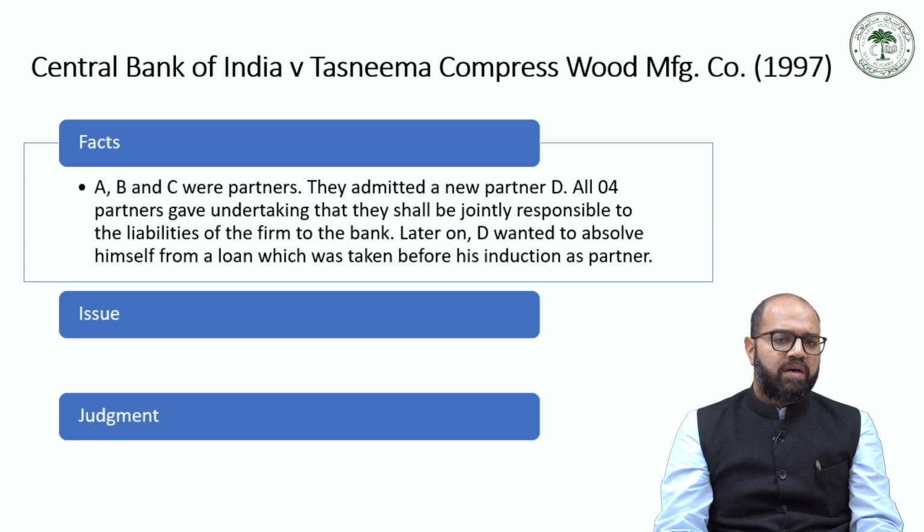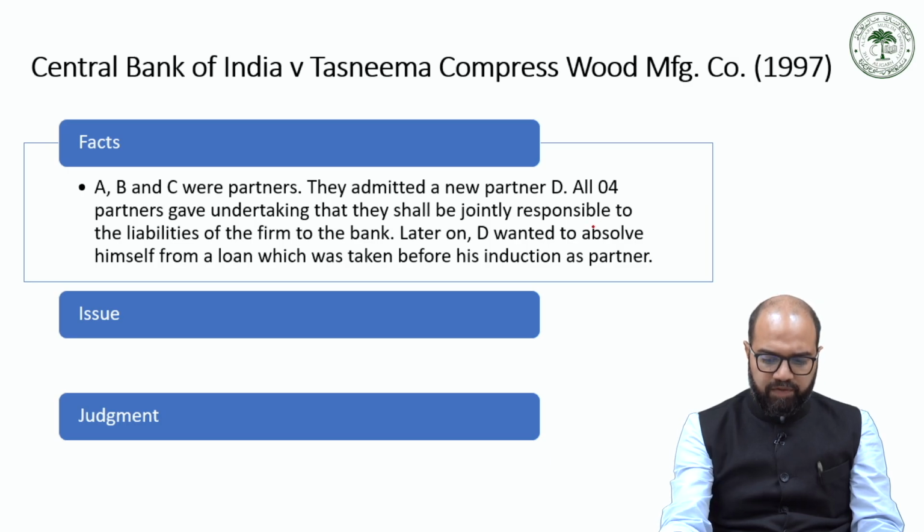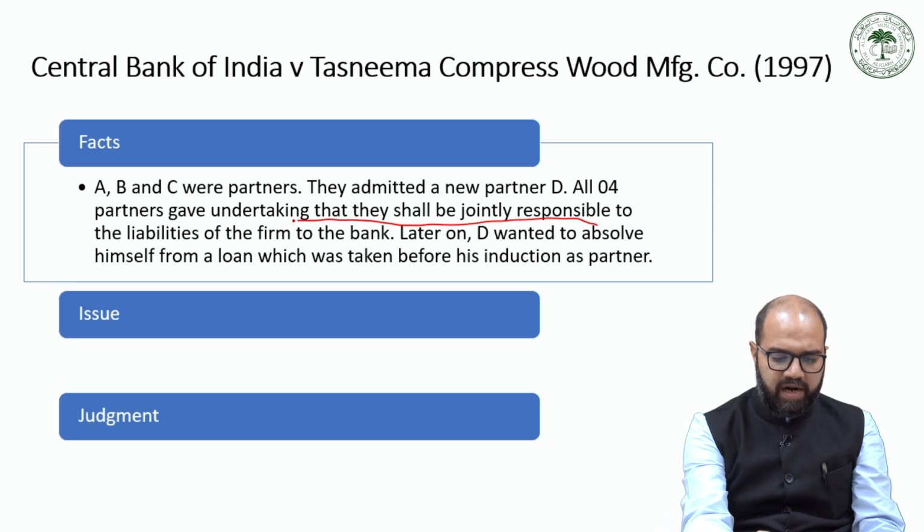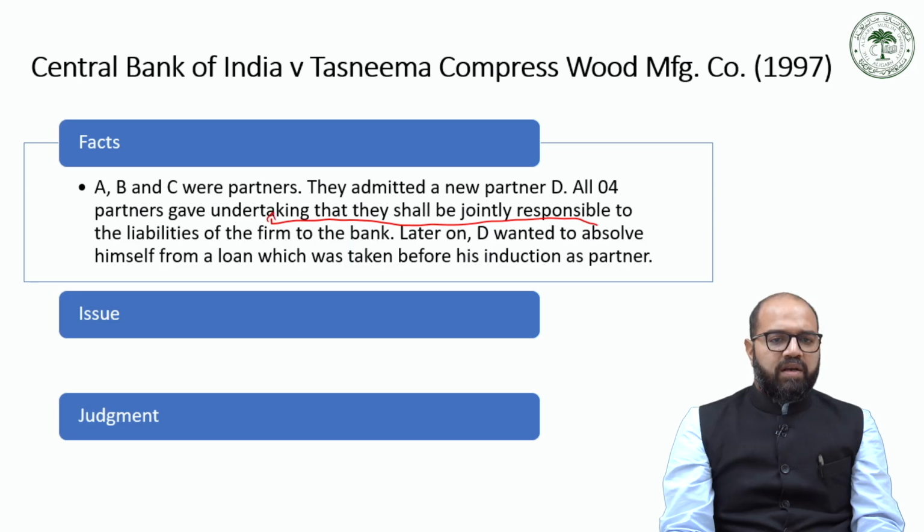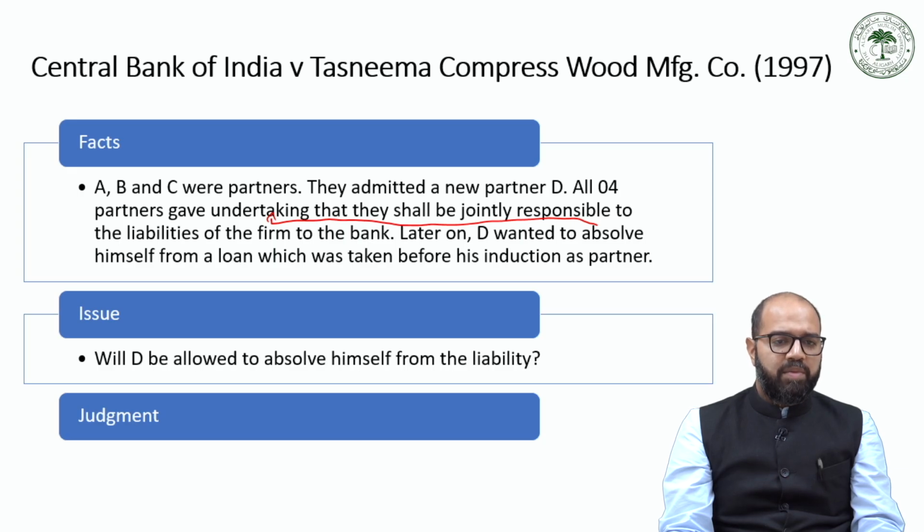They admitted a new partner, that is D. All four partners gave an undertaking that they shall be jointly responsible for the liabilities of the firm to the bank. Later on, D wanted to absolve himself from a loan which was taken before his induction as a partner. So D wanted to absolve himself from the undertaking that was given, that all the partners shall be jointly responsible. So the issue here is: will D be allowed to absolve himself from this liability?